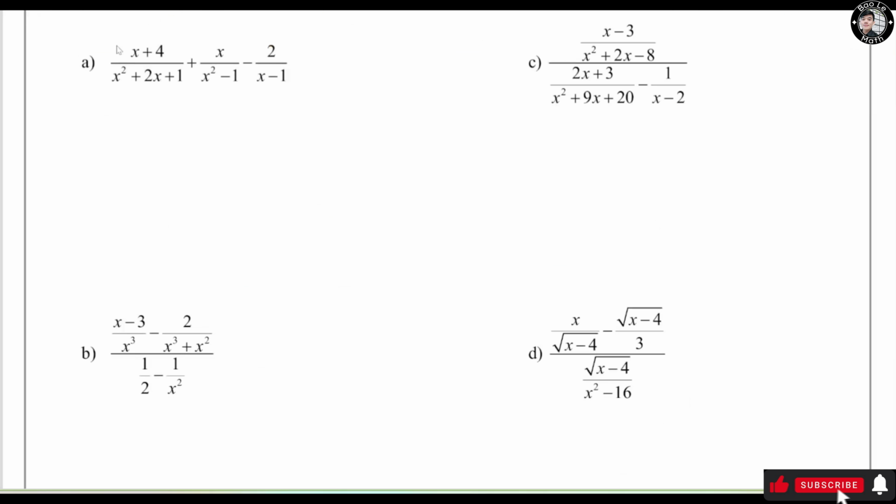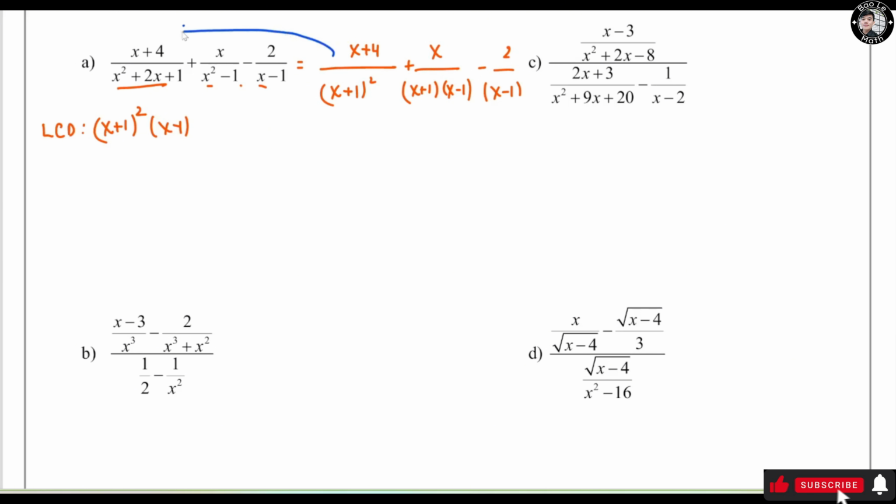Alright, example number 4. We need to find the LCD, right? So factor the denominators first. This guy turns out to be s plus 4 over s plus 1 altogether squared, right? This one is the perfect square formula. Plus s over this one, the difference of two squares, so s plus 1 times s minus 1, right? This guy minus 2 over s minus 1, right? Now the LCD is s plus 1, the highest power is 2, and s minus 1 right here.